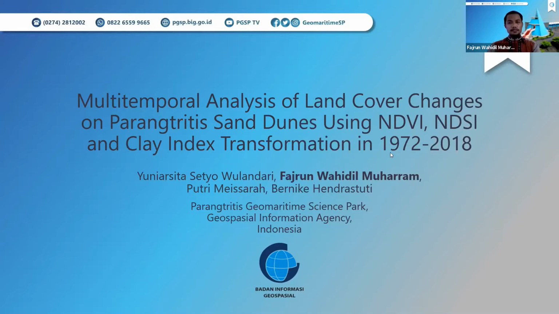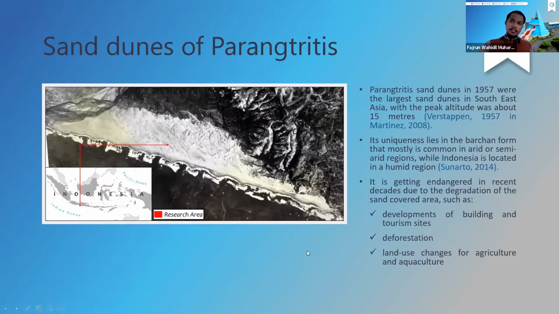So here, the sand dunes of Parangtritis were the largest sand dunes in Southeast Asia, with the top altitude about 15 meters. It was measured by Verstappen, the geologist from Holland. Its uniqueness lies in the Barkhan form, which is mostly common in arid or semi-arid regions. Meanwhile, Indonesia is located in the humid regions. So this is the uniqueness of the sand dunes of Parangtritis because of the Barkhan height.